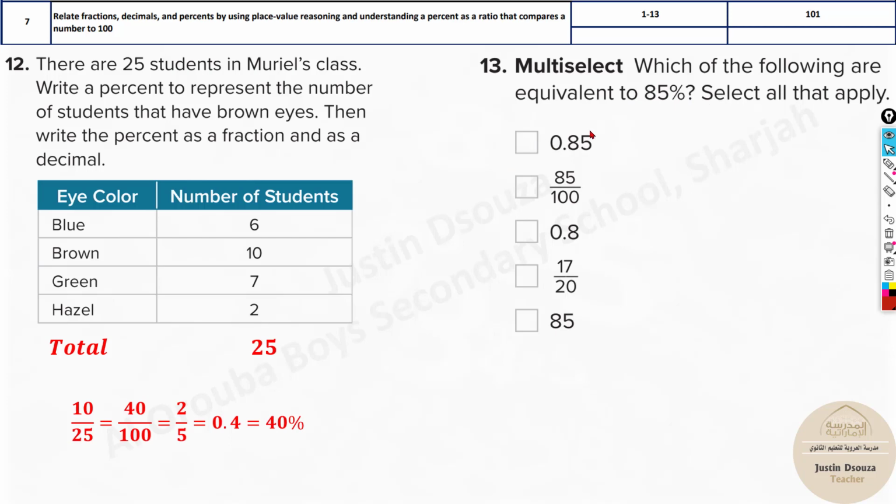0.85 is 85%. This is correct. Or 85 divided by 100 is also correct. Now this is wrong. 0.8 is wrong. 85 is wrong. It's percent. It will be either 0.85.